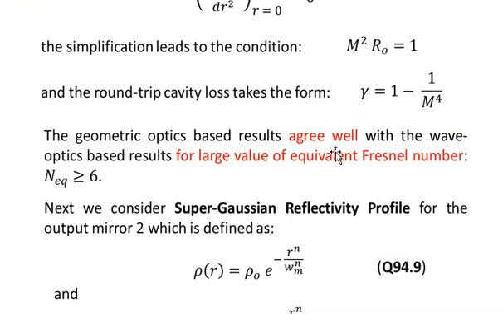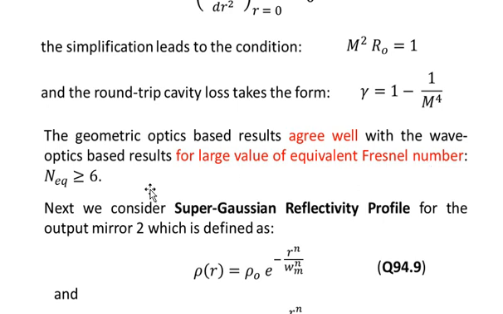The geometric optics based results agree well with the wave optics based results for large values of equivalent Fresnel number, that is, if the equivalent Fresnel number N_eq is greater than 6, then the results obtained from geometric optics will be the same as obtained from wave optics. We are not going to discuss both. We have discussed only the geometric optics results, but not the wave optics results. We are just reproducing the result over here, that the geometric optics based results will be the same as those obtained from wave optics when N_eq is greater than or equal to 6, because N_eq is the equivalent Fresnel number.